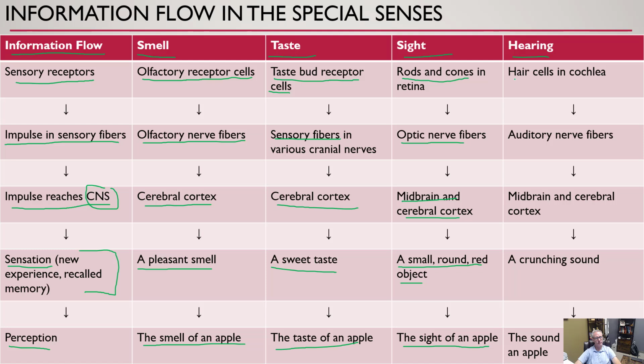In hearing, we have these things called hair cells that are located in this structure called the cochlea, however you want to pronounce it. And then we have these auditory nerve fibers. You're going to need to know what cranial nerve the auditory nerve is. And then it's going to get processed in the midbrain and cerebral cortex. We're going to process it as a crunching sound, and then the brain will process it as the sound of biting into an apple. So just kind of know a little bit about the information flow.